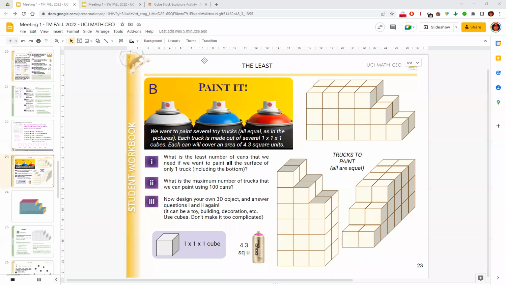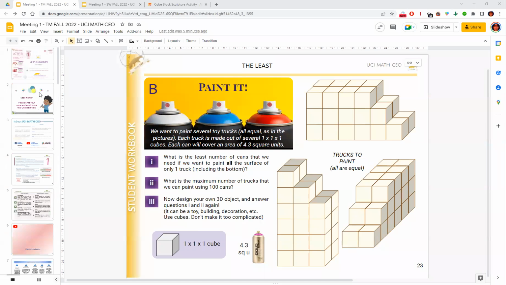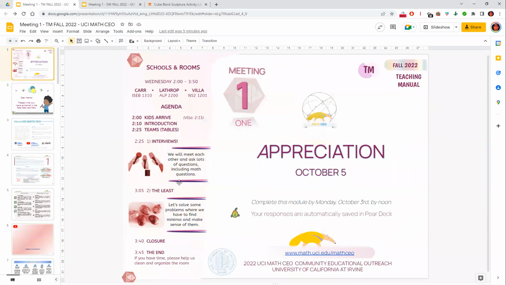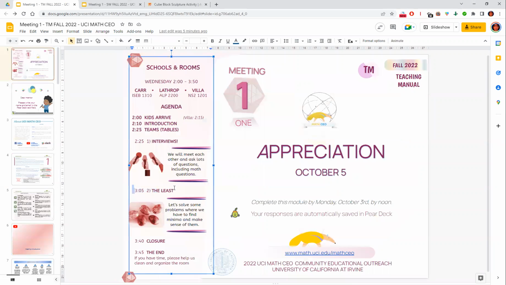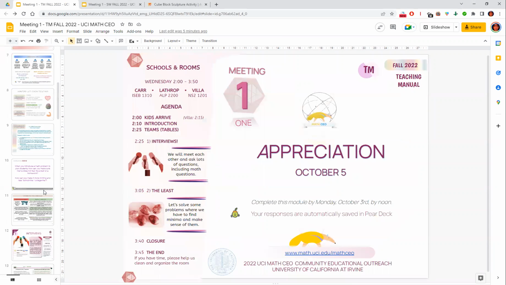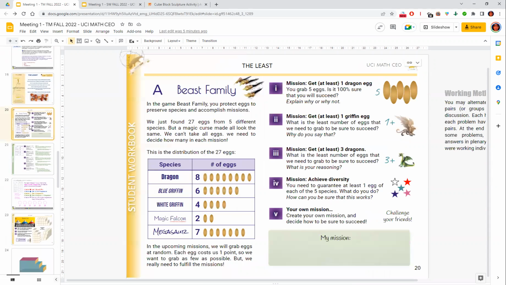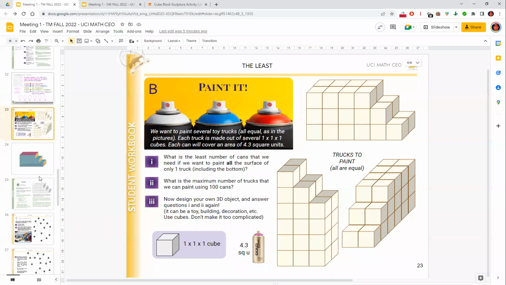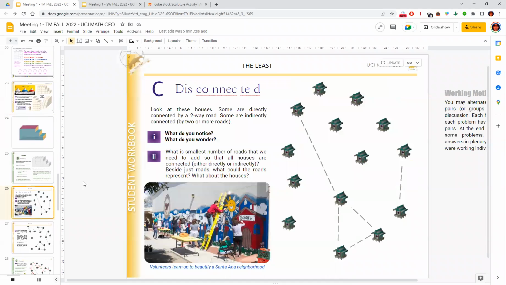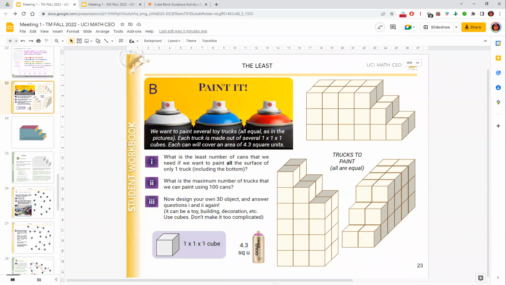Hello, mentors. Let's talk a little bit about this puzzle called Paint It. And remember, this is meeting one, appreciation. Part two, the list. And in this part, remember, mentors will work on at least one of these three puzzles, which are Beast Family, Paint It, and Disconnected. So let's talk about painting.